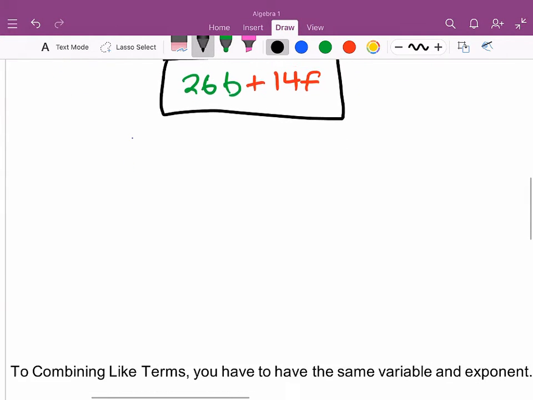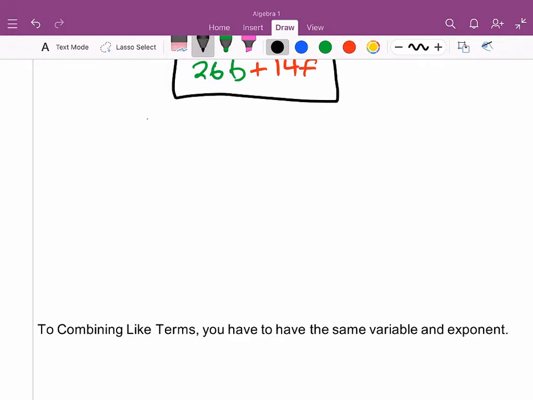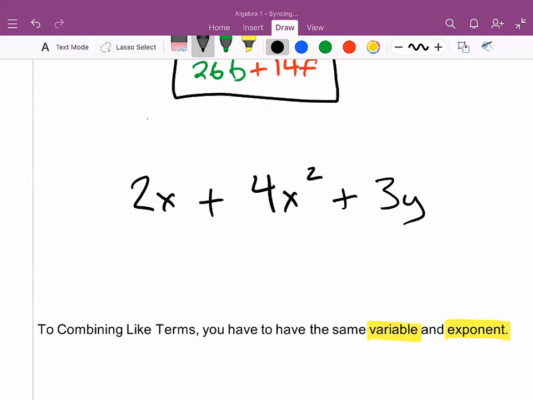So, moving on. Here's a pretty important sentence here. When you want to combine like terms, you have to have the same variable and exponent. Let's highlight some keywords, okay? Same variable and exponent. That means if I give you the example 2x and let's say a 4x squared, okay? Variable and exponent. Why not I add a 3? Let's add a y, okay?